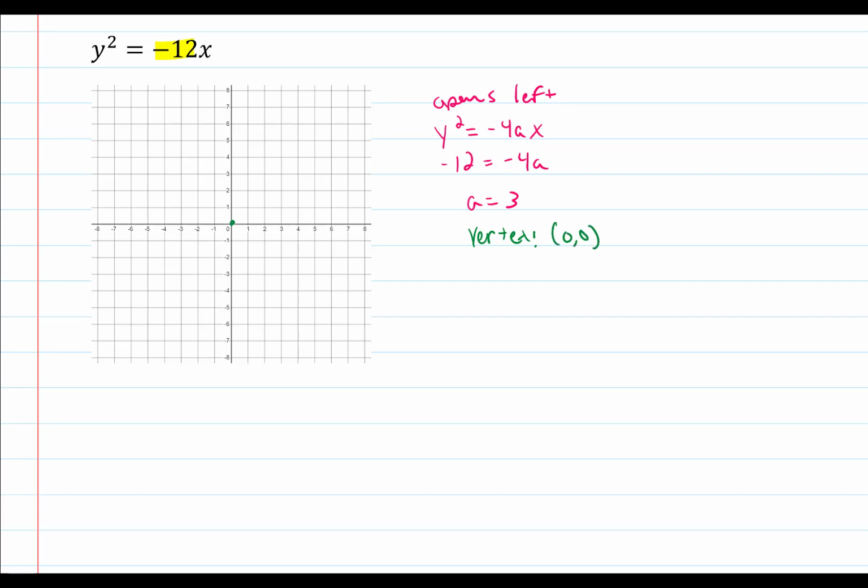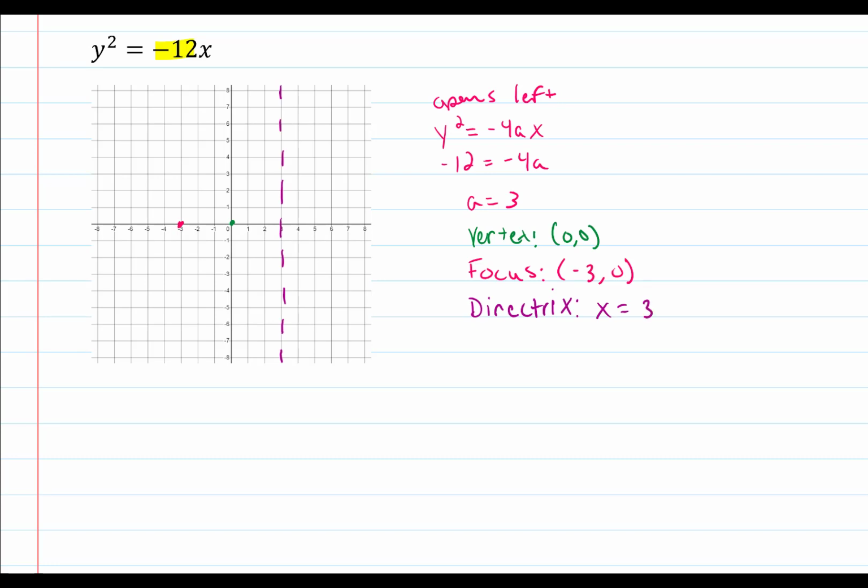Because the parabola is opening to the left, we know that the focus will also be 3 units to the left, which means that the focus has the ordered pair (-3, 0). The directrix will be 3 units in the opposite direction. However, the directrix is a line. It is a line that is either vertical or horizontal, but does not cross or intersect the vertex or the focus, which means in this case it's going to be vertical. Because the directrix is a line, it must be defined by an equation, and in this case it would be x is equal to positive 3.